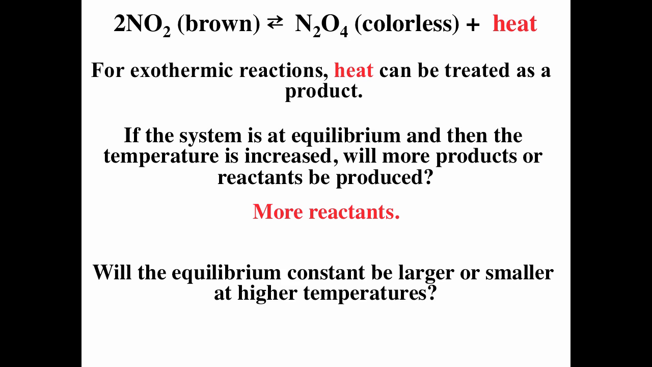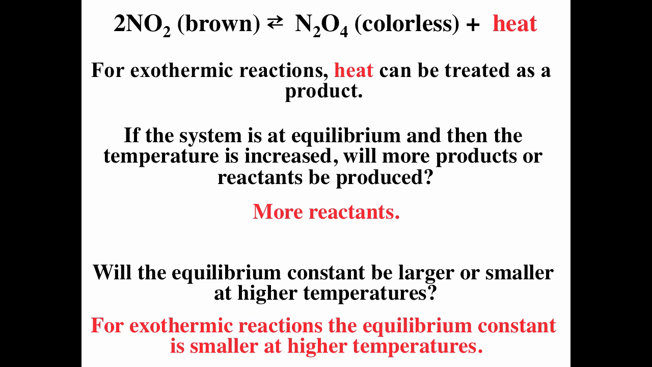Well, if we form more reactants, remember K is products over reactants. And so if the reactants get bigger, that means K will get smaller. And so for all exothermic reactions, the equilibrium constant gets smaller as the temperature is increased.